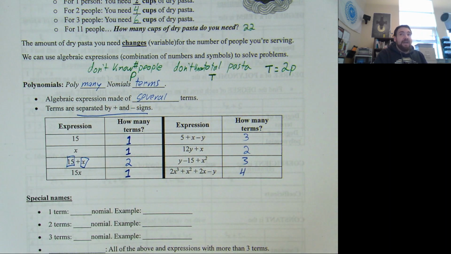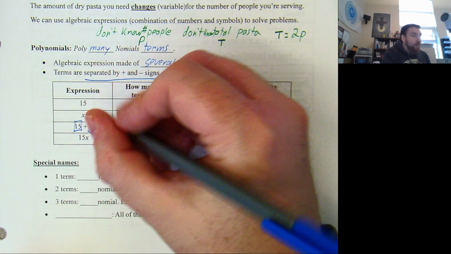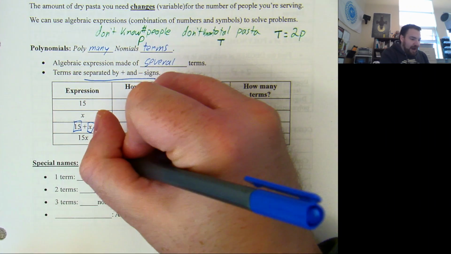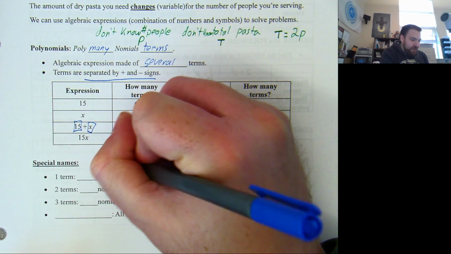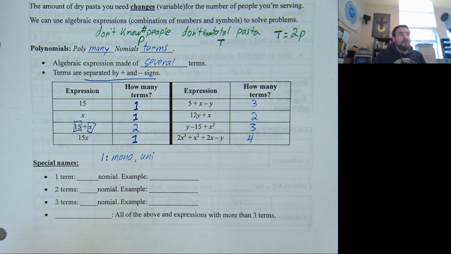Cool. We have special names for polynomials of 1, 2, or 3 terms. A one-termed polynomial, we use a prefix for 1. There are 2 prefixes for 1 that you should be familiar with. Mono is 1, the other prefix is for a single object. If I have 1 of something, 1 is either going to be mono or uni. Like a unicycle is a cycle with 1 wheel.